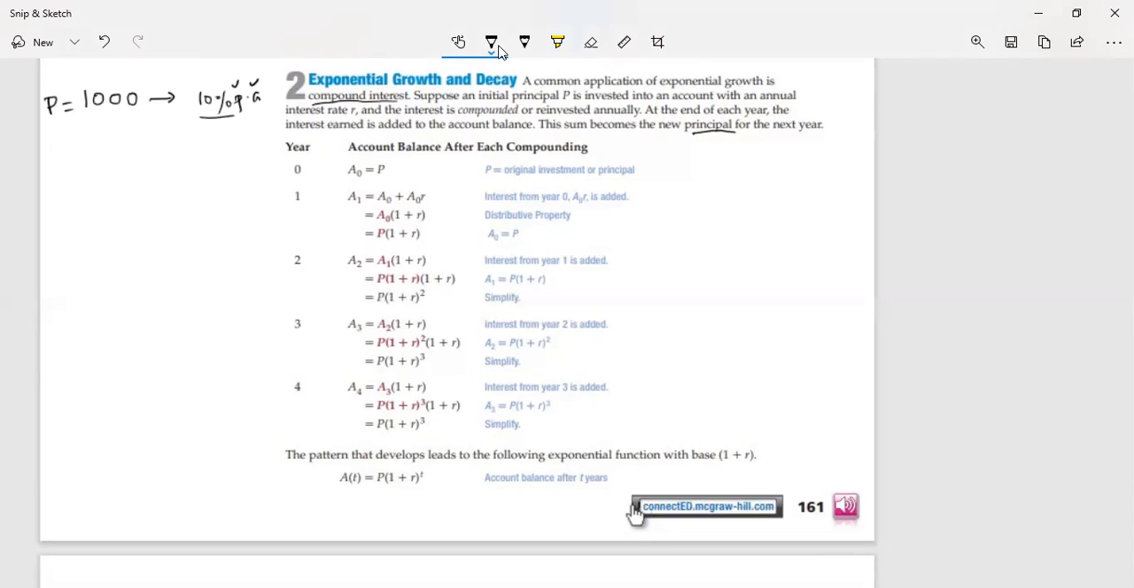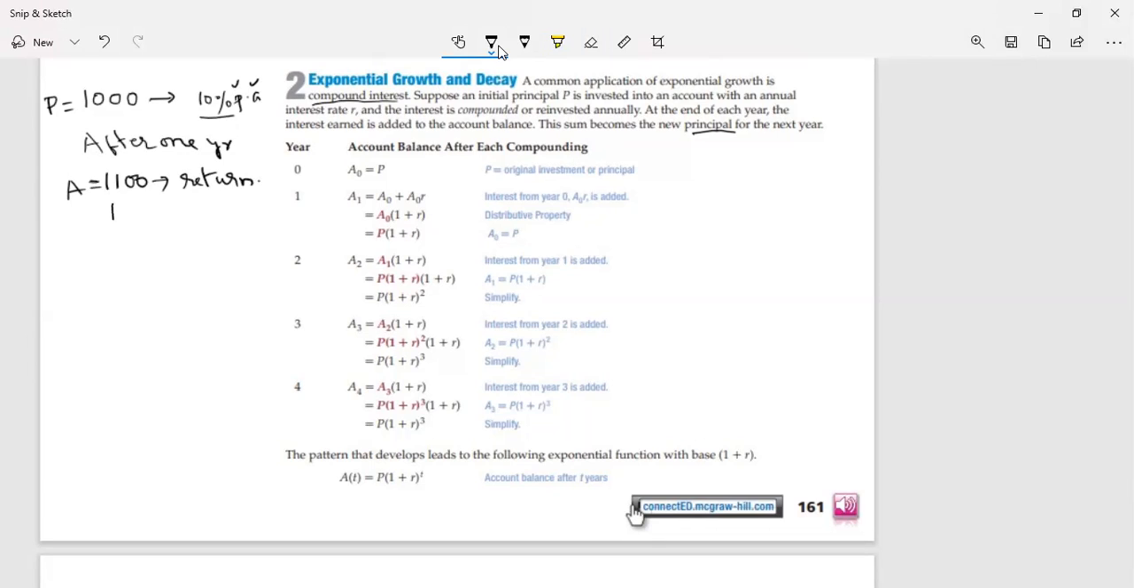Here annually means that after 1 year, you have to pay 10% of 1,000. That is 100. So 1,100 rupees you have to pay back. That is called the amount. So this amount you have to return after 1 year. But not every year you have to pay 100 rupees more.